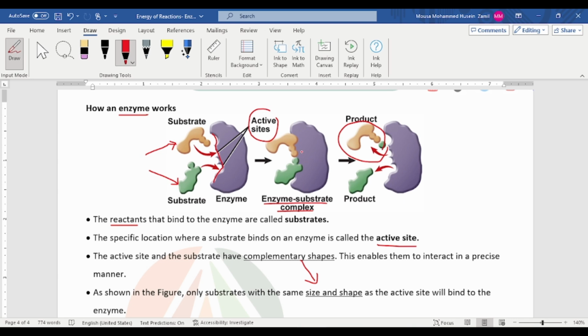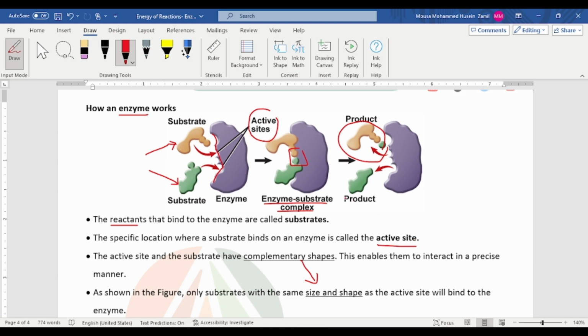And here we are talking about changes happening between those substrates. Some of the bonds are going to be broken, and new bonds are going to be formed. So to form this product, there must be a change in the bonds between the atoms. You must keep this in mind.